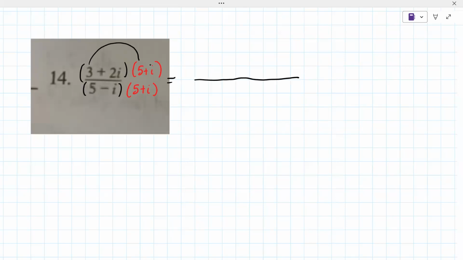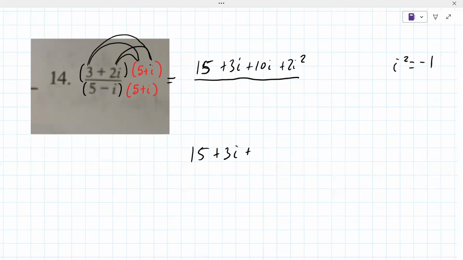3 times 5 is 15. 3 times i, that'd be 3i. 2i times 5, what does that become? 10i. And then 2i times i is 2i squared. And then i squared is really negative 1, okay? You have to remember that. That's your responsibility.